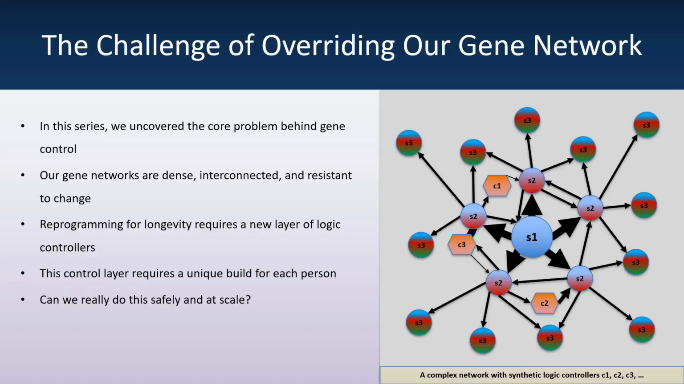The challenge of overriding our gene network. In the last episode, we uncovered the core problem behind gene control. Our gene networks weren't built for easy adjustments. They're dense, interconnected, and incredibly robust, designed to lock in their behavior and resist change.